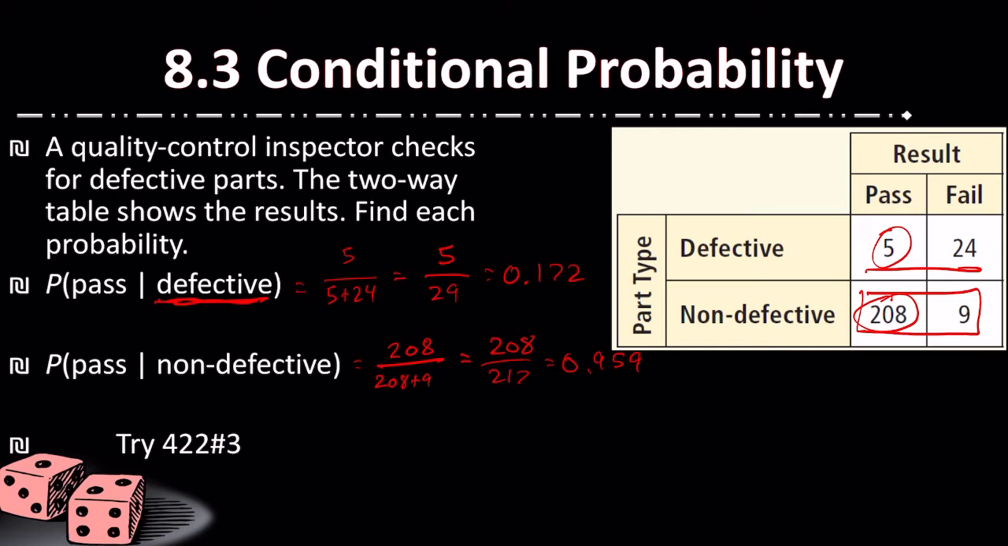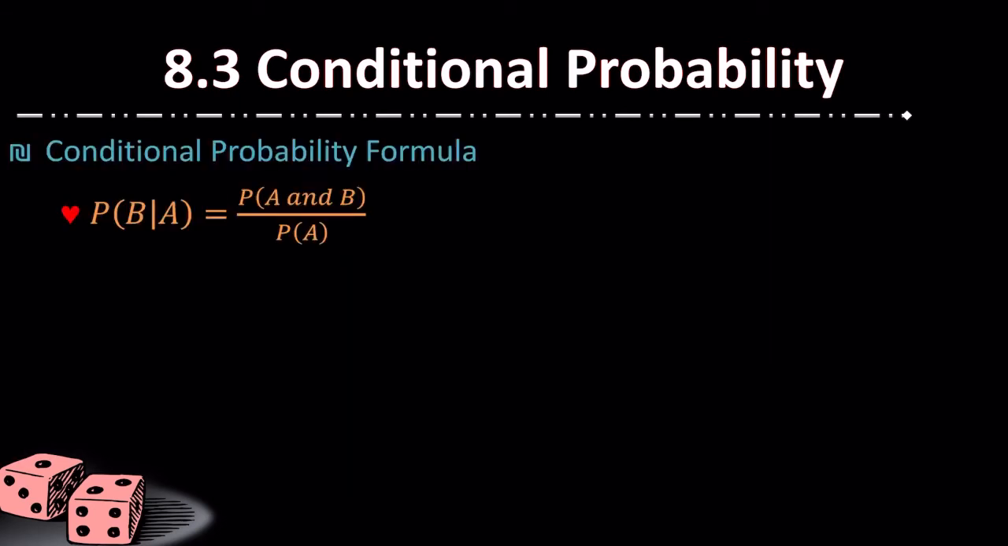The first part you should have gotten about 0.875, and the second part you should have gotten about 0.48. All right, another way you could calculate the conditional probability is using this little formula. So the probability that B occurs, given that A already occurred, is the probability that both A and B occur at the same time over the probability that just A occurs.